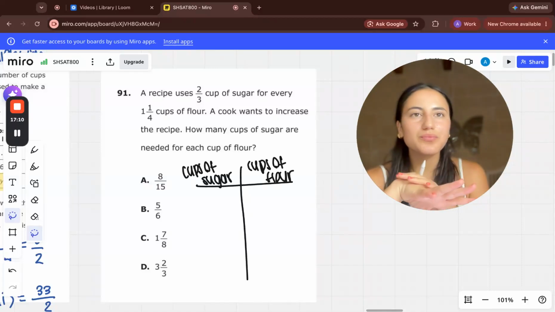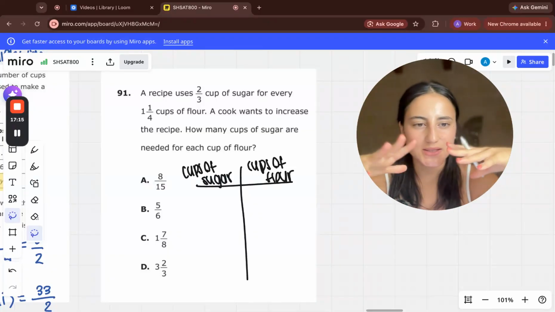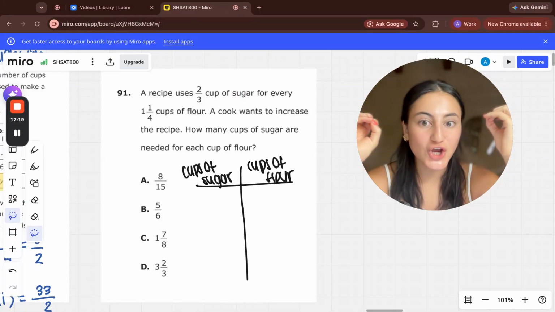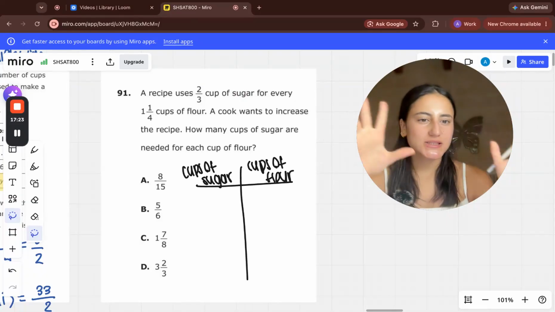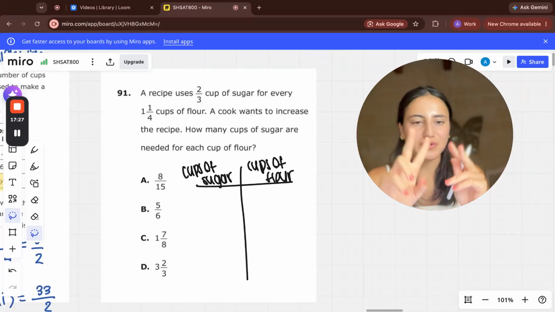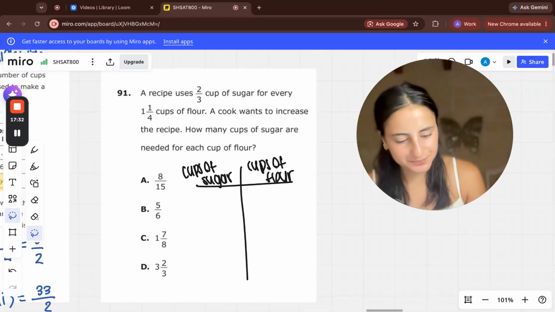It doesn't really matter which side you put these on because you're going to get the same answer, since it's the same relationship. But based on the context of the question, I just set it up this way for now, off the top of my head. It's not the only right way, but just make sure that you have both sides of the table separated by units.